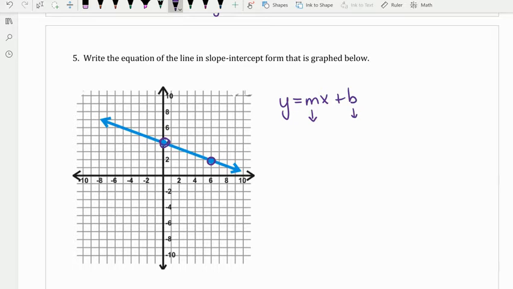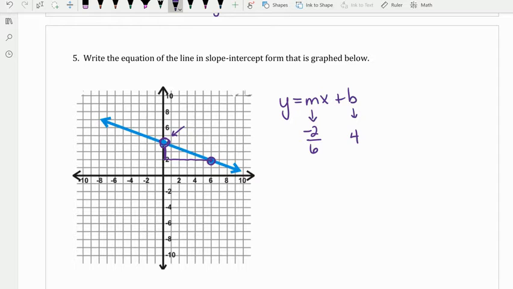So in this case, I'm going to go down 2. So my rise is -2. And then I'm going to run to the right, 1, 2, 3, 4, 5, 6, right? So on the bottom, +6. My b is my y-intercept, which is where it crosses the y-axis, which is right there at 4.